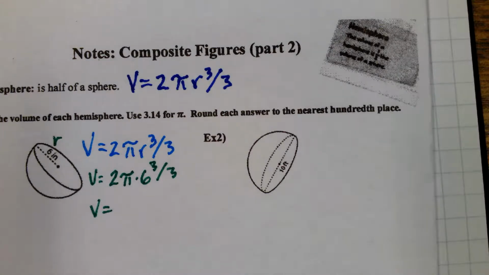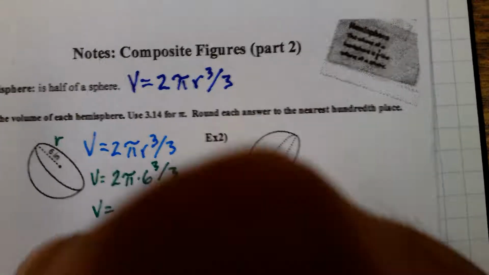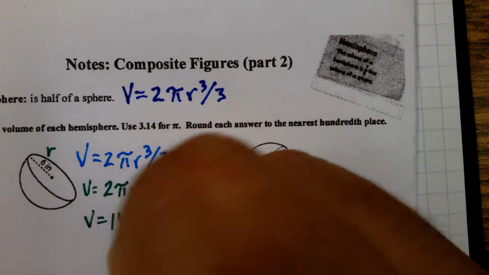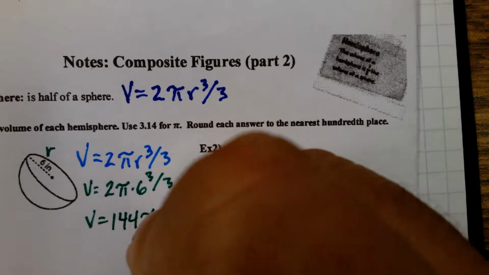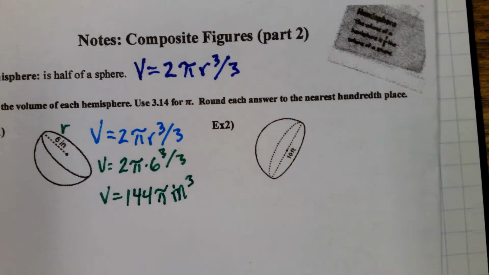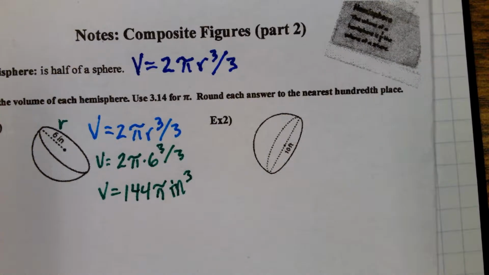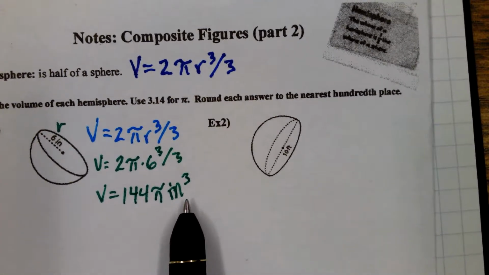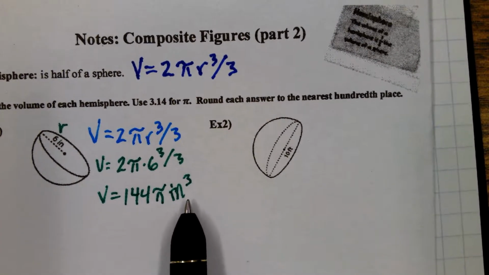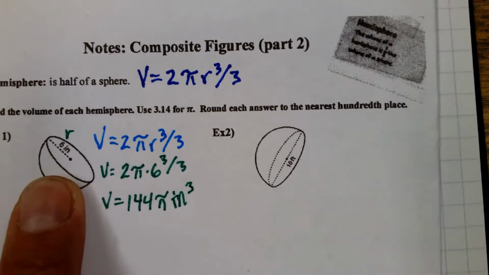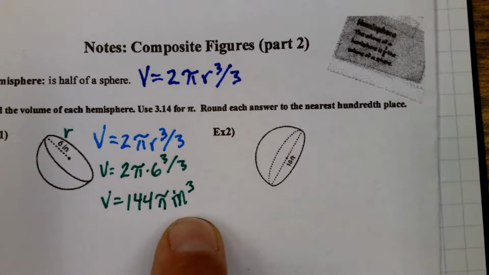So let's write that down. 144 pi, and these are inches cubed. So it's cubic inches. So remember on the quiz, if the units aren't there, you'll lose some points for that. And it's real easy. Whatever units we're measuring with, in this case inches, it's cubic units, so inches cubed.